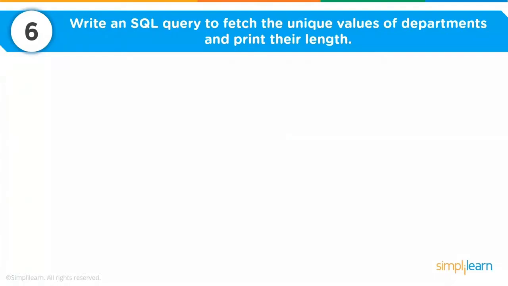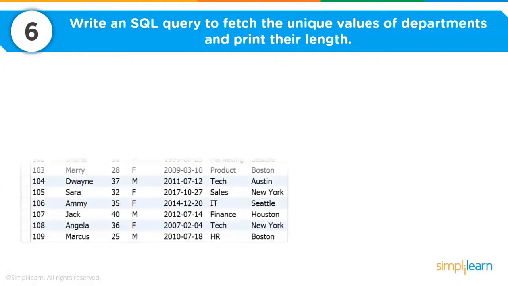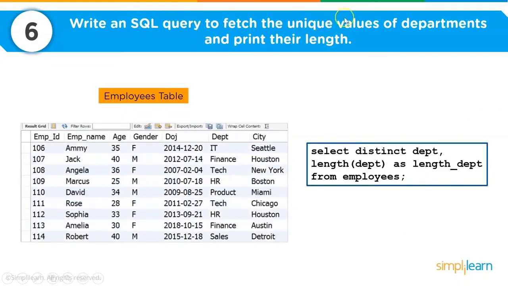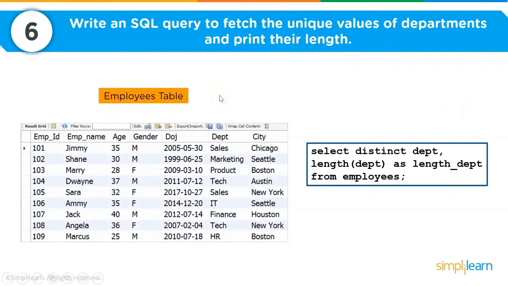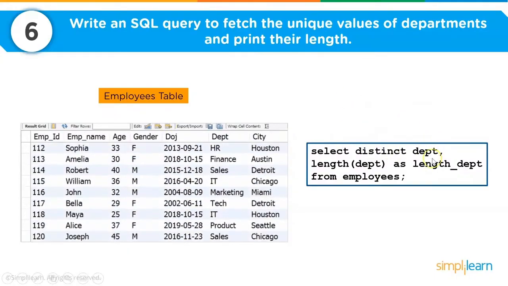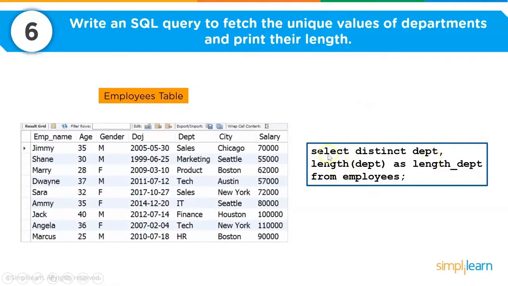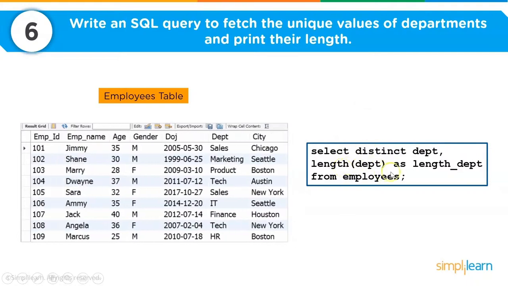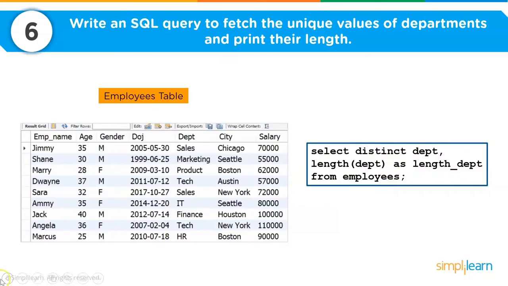Now the sixth question is to write an SQL query to fetch the unique values of departments and print their length. This question consists of two parts. First, we need to fetch the unique values of departments that we saw in our fifth question, and then we want to print the length of each of the departments. So for that, I'm using the distinct keyword to find the unique departments, and then I'm using the inbuilt length function that is present in MySQL to find the length of the department, and then I'm using an alias that is length underscore department from employees. So let's see this on our workbench.